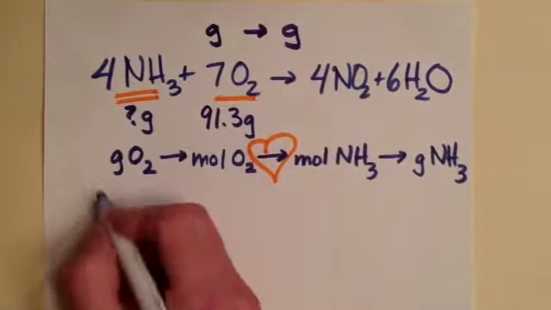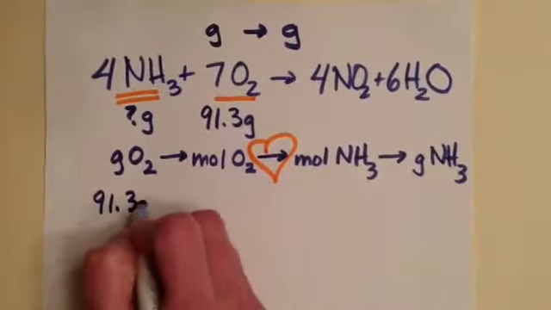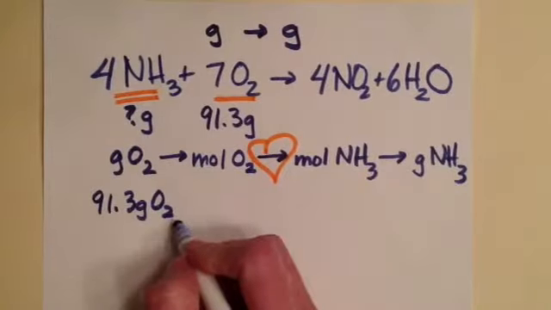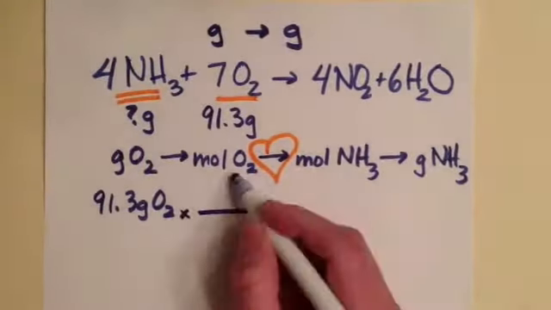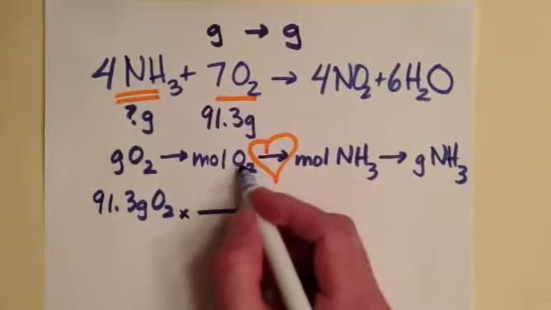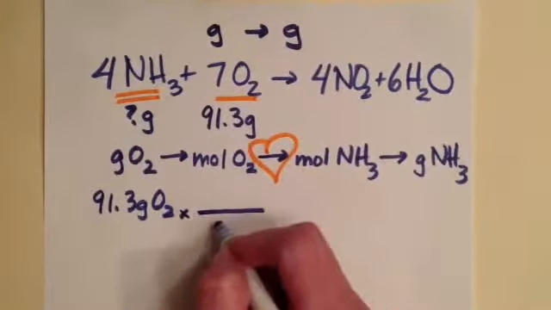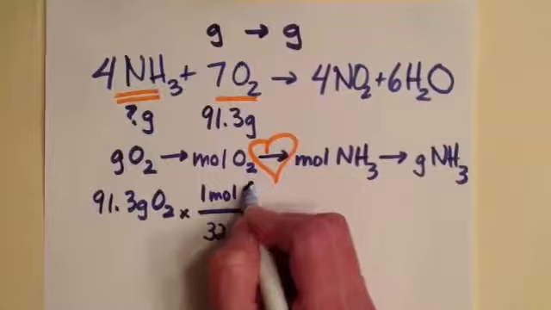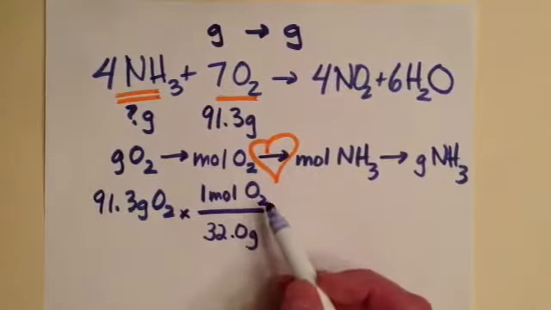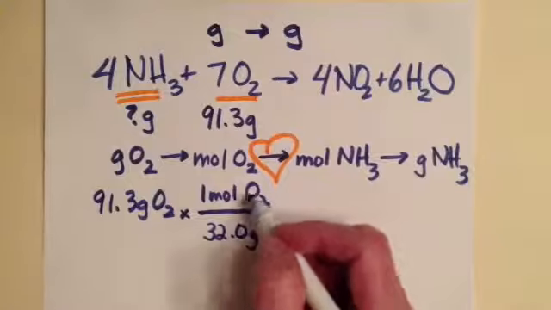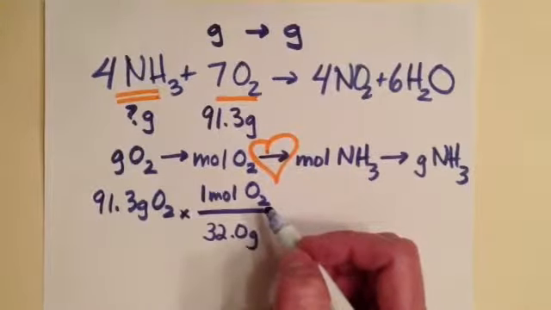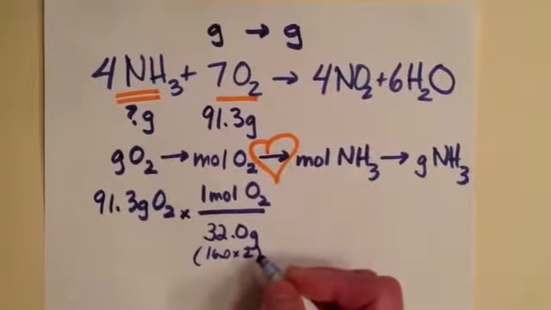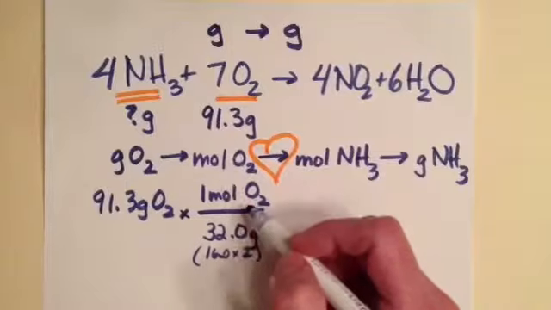I'm going to go ahead and start with 91.3 grams of oxygen, and I'm going to convert that to moles of oxygen. In order to do that, I have to say for 1 mole of oxygen, that's 16 times 2. So that's 32 grams for 1 mole of O2, because one molecule is really 2 atoms combined. So 16 times 2 is how I get the 32. All right, so I'm at moles of oxygen.